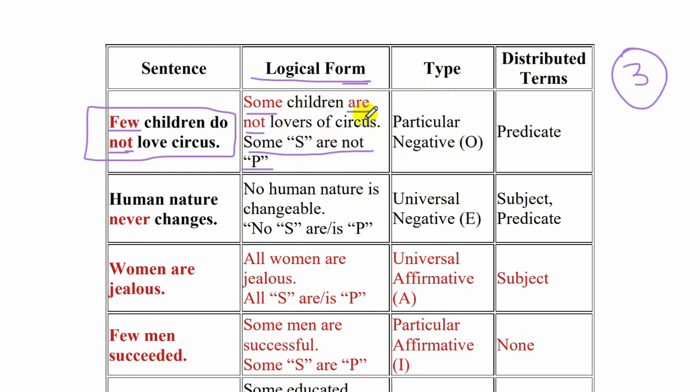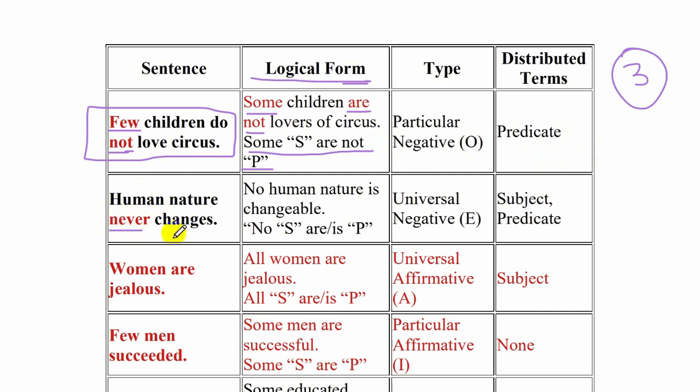So we already covered the logical form, very simple. You have to write it in this way. The logical form is: some children are not lovers of circus. The type is particular negative, O type proposition. The distributed term, we already checked: in O type, the predicate is distributed. And below this you can also write the name of the term, which is lovers of circus, in brackets.